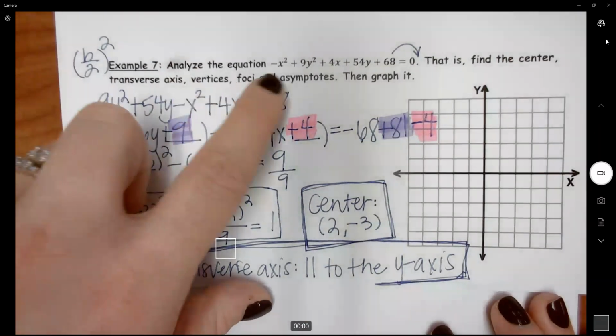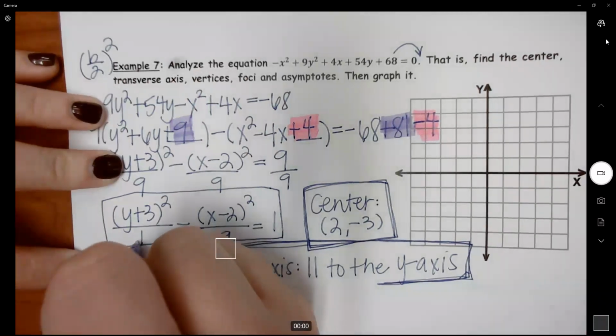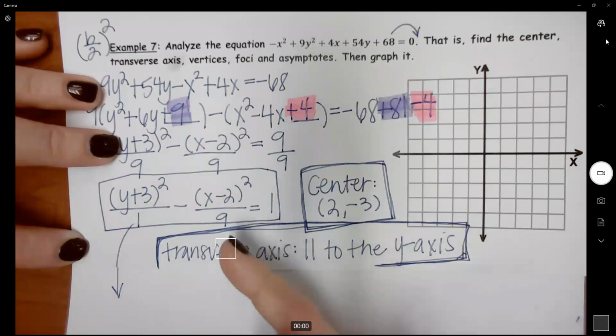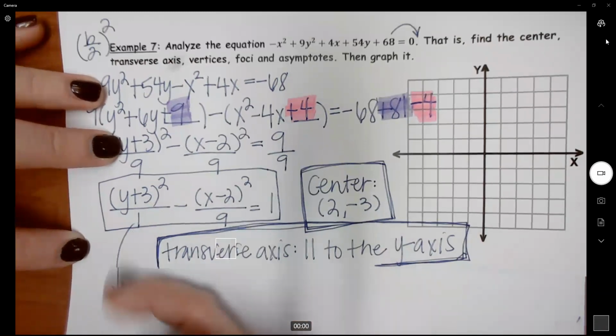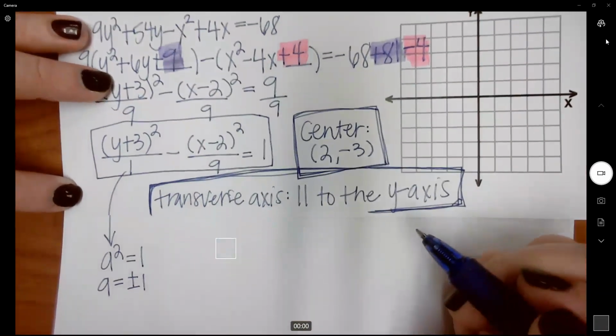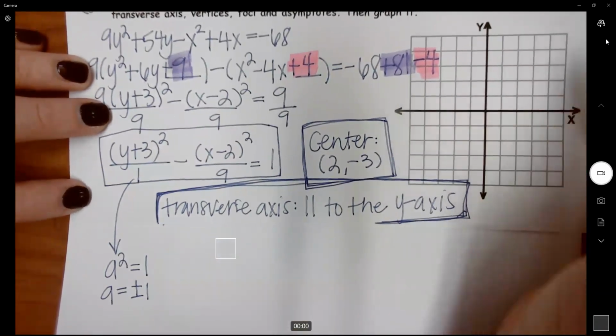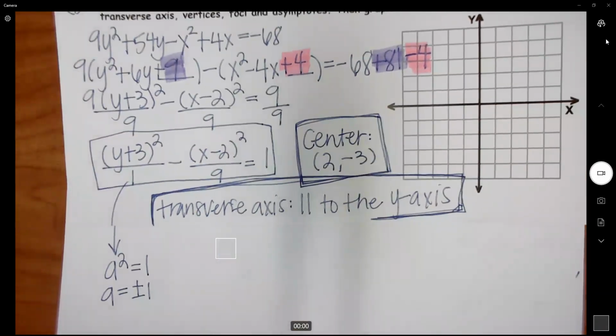We need vertices, foci, and asymptote. So vertices is always with a, and my a is always first. It is not the bigger one, that's ellipses. A is always first. So my a squared is 1, which makes a plus or minus 1. And so you can either graph this or you can use your formulas here. That's up to you. I do like these formulas, so I will show you how to use this.